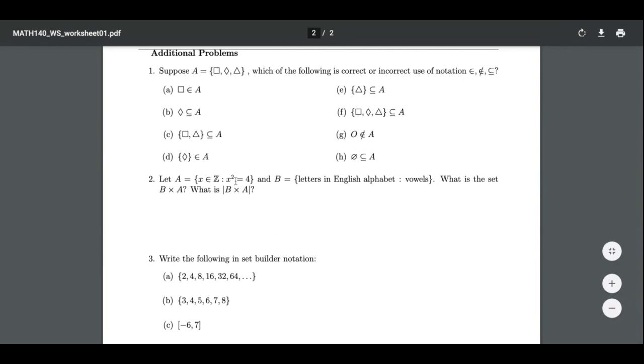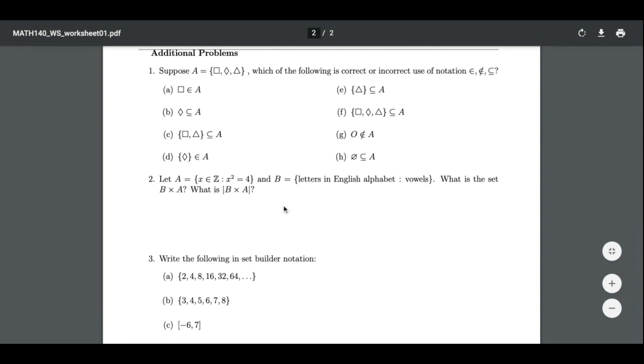Okay, the set A will have 2 members, right? 2 and -2, right? Yes. Set B will have 5 members, A, E, I, O, U. Yes. Then what is the set of B cross A? Remember we use ordered pairs? Yes. I remember that. I just had a problem with the absolute value of B times A.